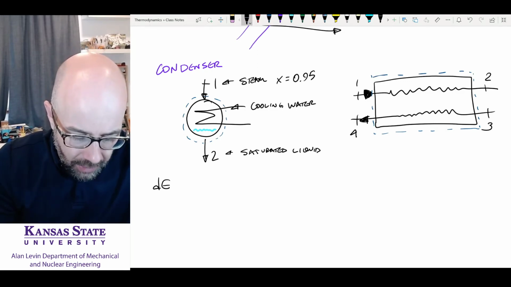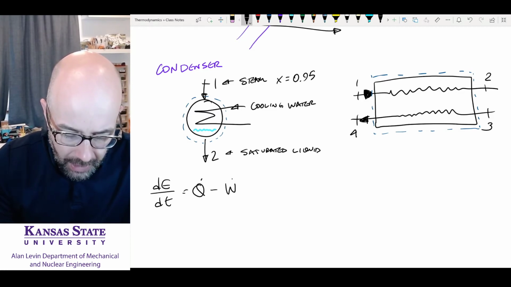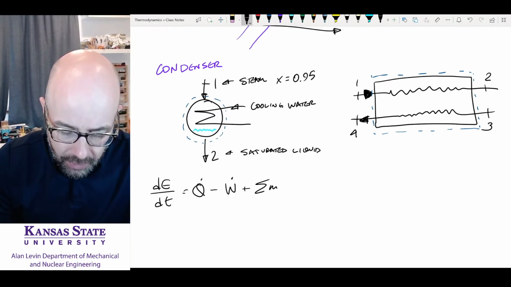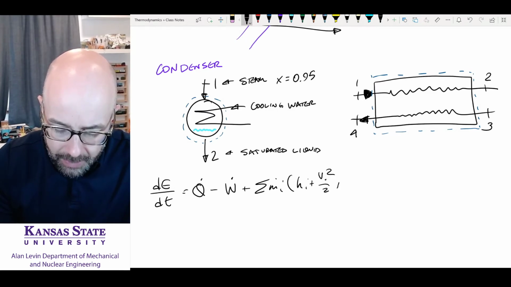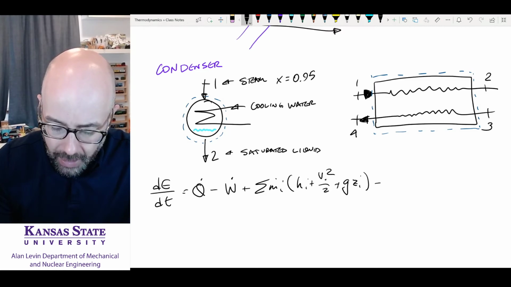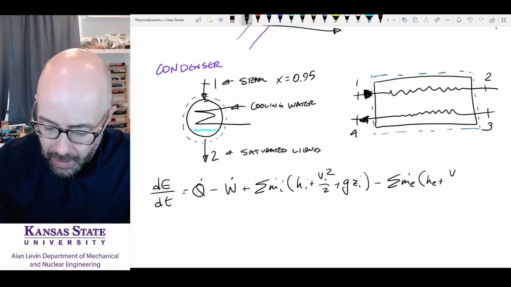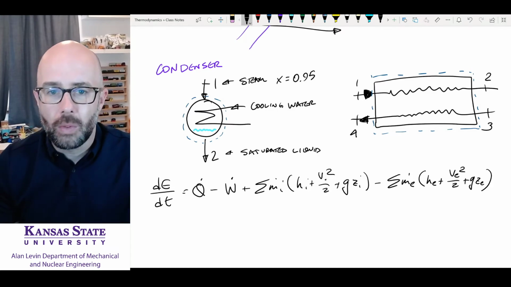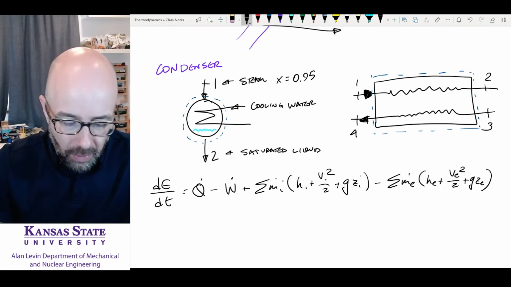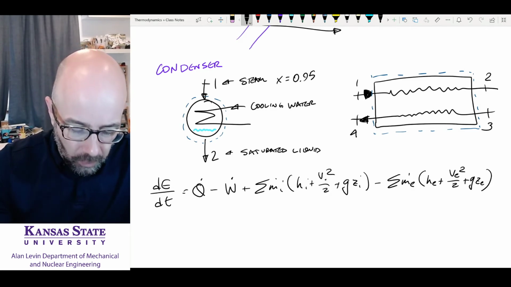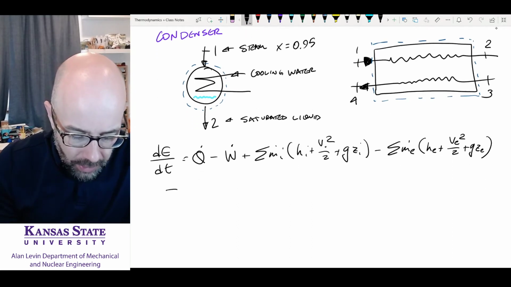The change in energy of our control volume with respect to time is equal to Q dot minus W dot plus the summation of my mass flow rates in times my enthalpy in plus my kinetic energy in plus my potential energy in, minus the summation of my mass flow rates exiting times my enthalpy exiting plus kinetic energy exiting plus my potential energy exiting. Okay, that's what we're looking at. And we're going to go through our typical assumptions here.